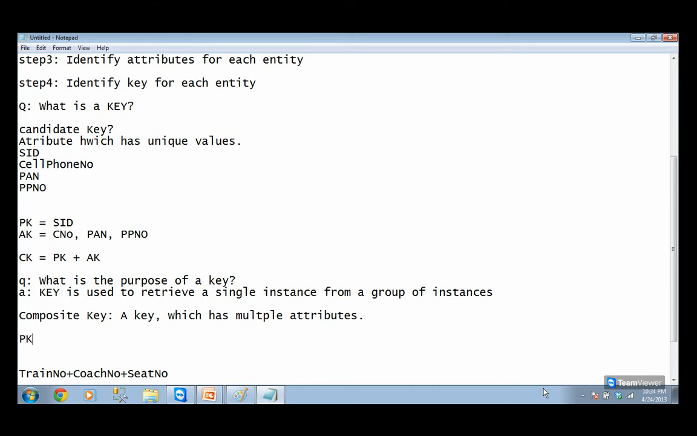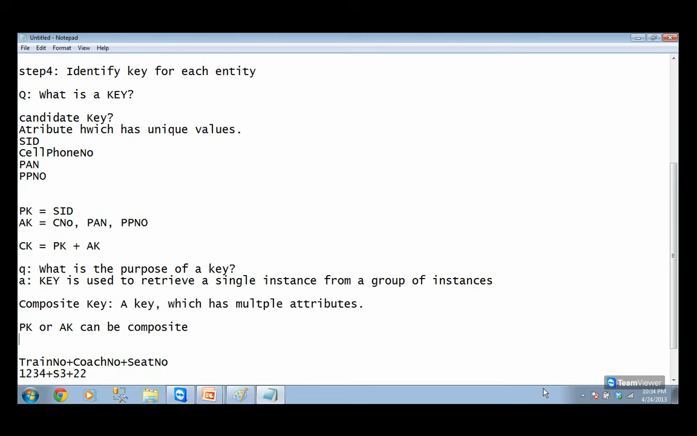Okay. So a primary key or alternate key can be composite. Sometimes a primary key can be composite. Composite means what? A key has multiple attributes. Or an alternate key also can be composite. Here is the best example, you can remember this. Train number, coach number, seat number put together will identify a single passenger, but not only the coach number, not only the seat number. Okay, I'll give you one more example.